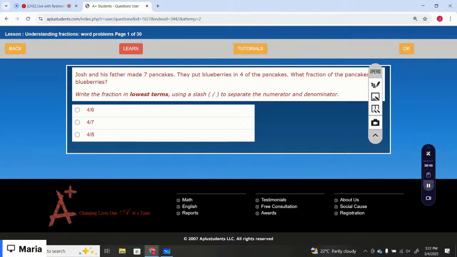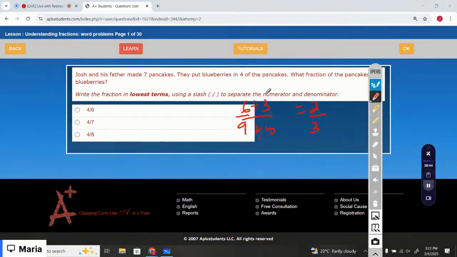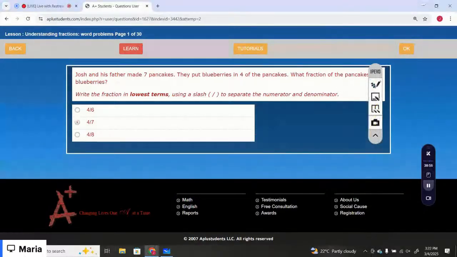So the total pancakes are 7, right? And 4 of them are the pancakes with blueberries. So you can get 4 out of 7, right? So 4 out of 7 are the ones that have blueberry on the pancakes. So option number 2 is the correct option. 4 over 7 it is.